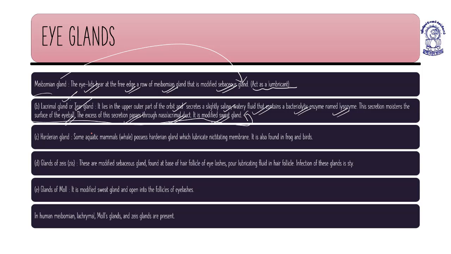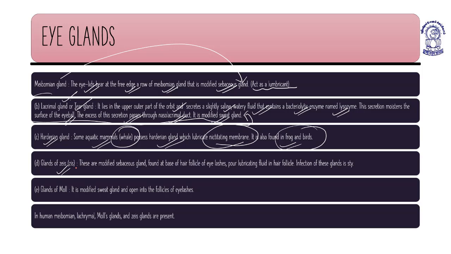Harderian gland. Some aquatic mammals like whale possess the Harderian gland which lubricates the nictitating membrane. It is also found in frog and birds.